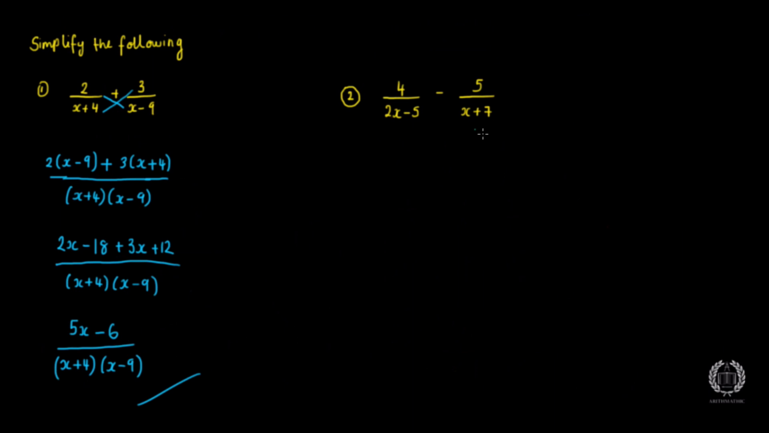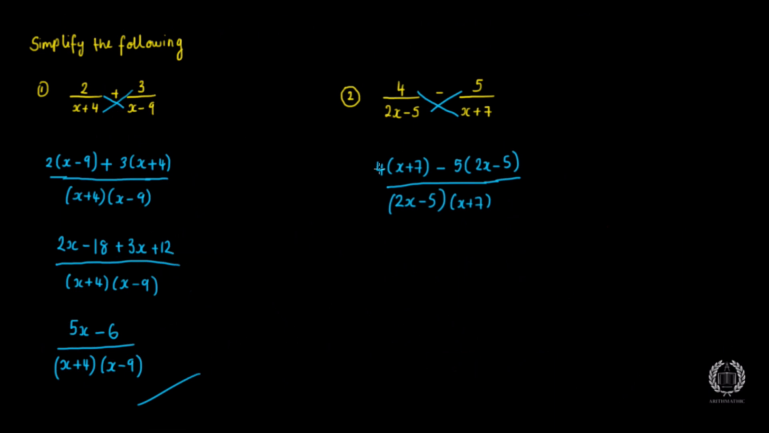Now if we go to the second one, again we're going to do the same thing. For my lowest common multiple, again, we just bring the denominators together. So 2x minus 5 and then x plus 7 together. Then to find this bit of the equation here, we're going to do 4 times x plus 7. So we're going to cross multiply 4 times x plus 7, right? And then to get this bit, we're going to do 5 times 2x minus 5. So be careful there. We're going to cross multiply.